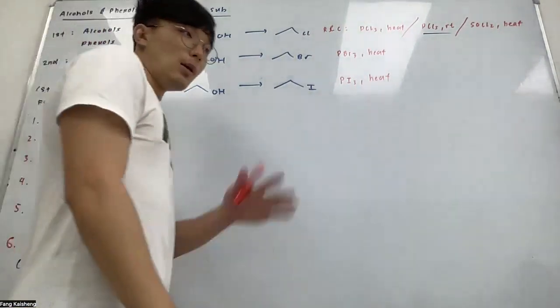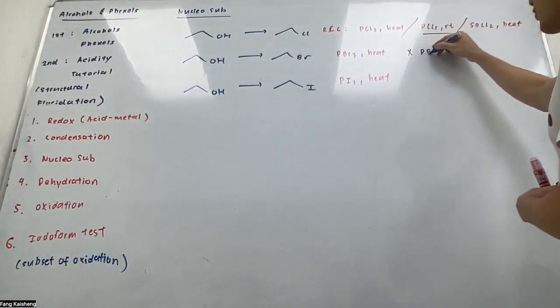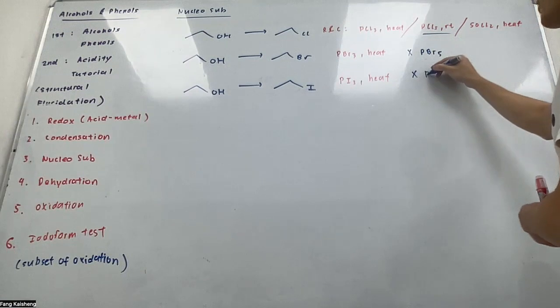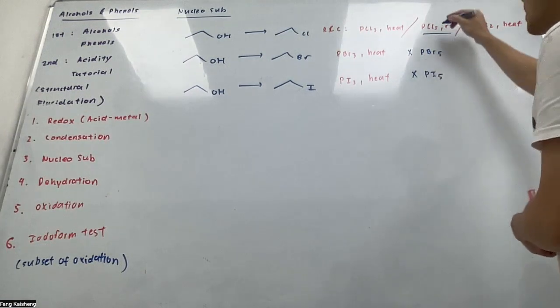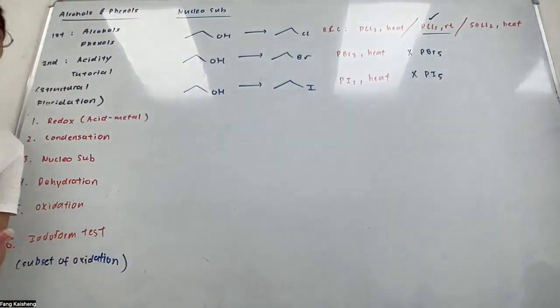But wait, some of you may ask me one question already. Why is there no PBr5? Yes, there's no such thing as PBr5. There's no such thing as PI5. But there is such a thing as PCl5. Let's just understand why. Any guesses?